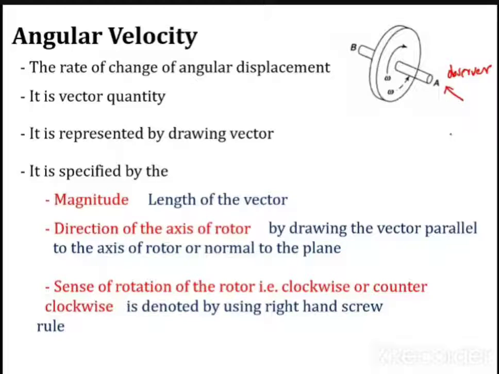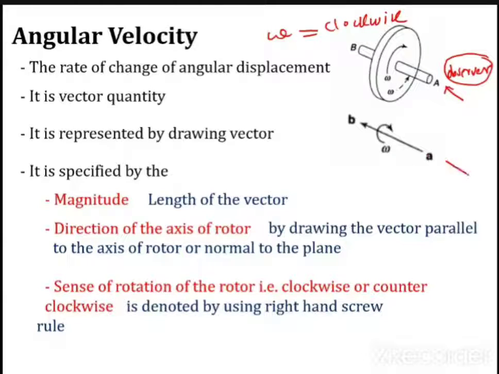In this case, looking from the observer end, now you can see this is the observer. Looking from the observer end, this omega is, let us say, counterclockwise or clockwise. Now what will happen if the omega is clockwise? Let us say omega is moving clockwise, meaning this disk is rotating clockwise.